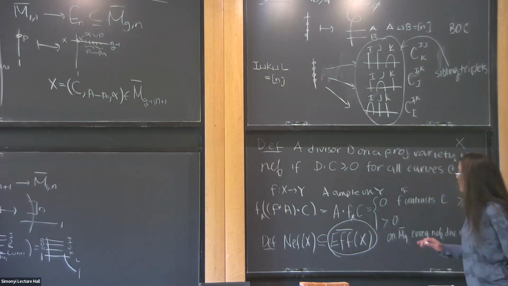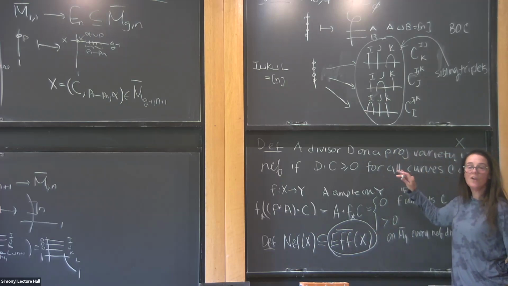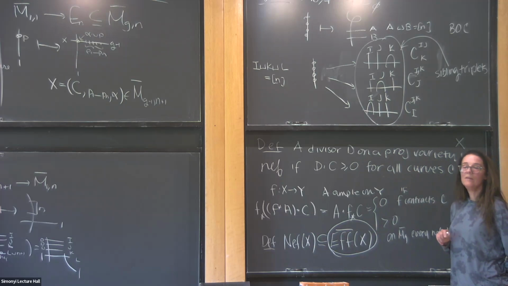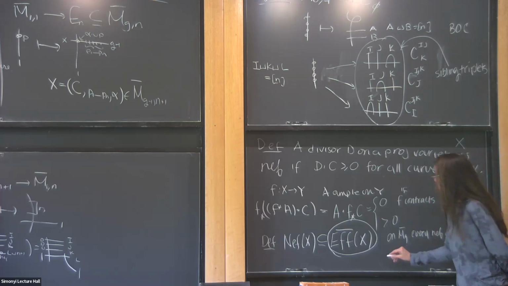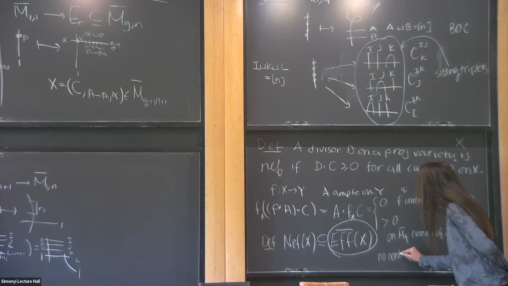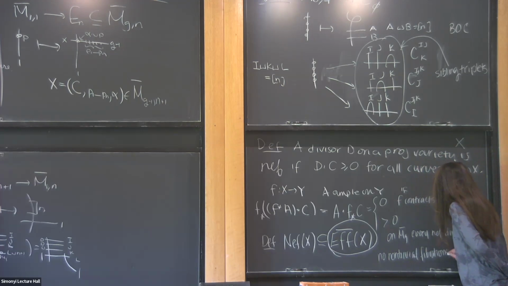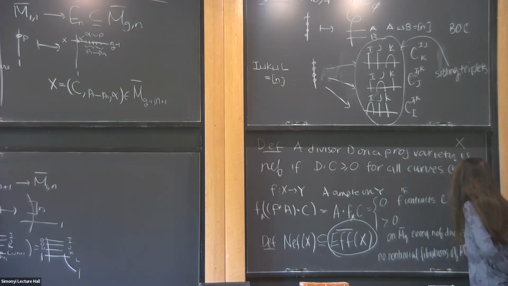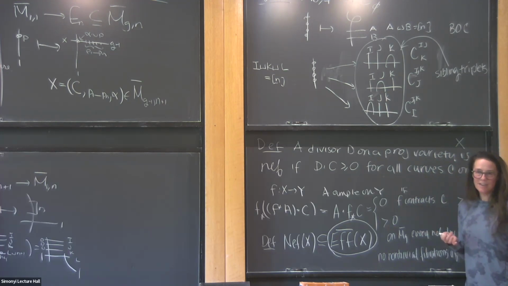So what that means about morphisms is that there are no non-trivial fibrations. Any non-trivial morphism on M_g bar is birational. There are no non-trivial maps from M_g bar to any lower dimensional projective variety, other than to a point, that would be trivial. So no non-trivial fibrations. I'm telling you this to show why nef divisors can be useful for studying a variety.